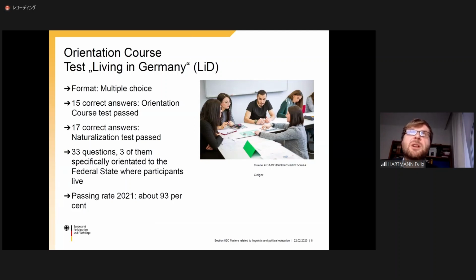So it's quite easy. In the case you have already given 17 correct answers at the end of the orientation course, you don't have to redo the test when you later apply for citizenship. The questions are randomly chosen out of a bigger catalog, and 3 of them are specific about the area where you live in. And it's a very easy test. The questions are published in the internet, so it's easy to prepare. And it's no wonder that the passing rate is, like intended, very high. It's normally above 90%.